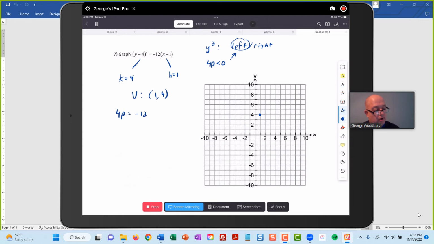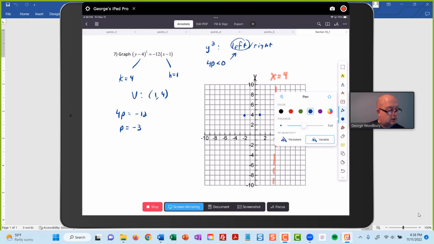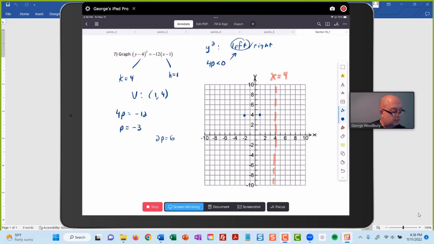4p is equal to negative 12. p is equal to negative 3. Now, this one's opening in the left direction, so negative 3 tells me to go 3 to the left to get the focus. It's going to be about there. 3 to the right gives me the directrix at x equals 4. The distance for 2p is going to be 6, so I go 6 above and 6 below. Now I've got a couple more points that I know this passes through.